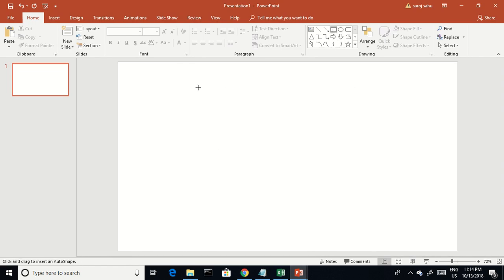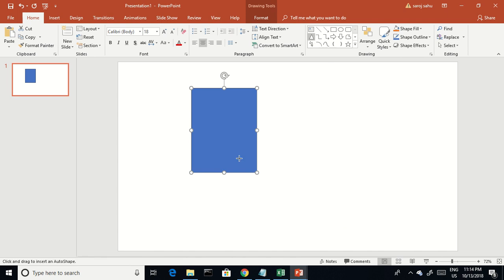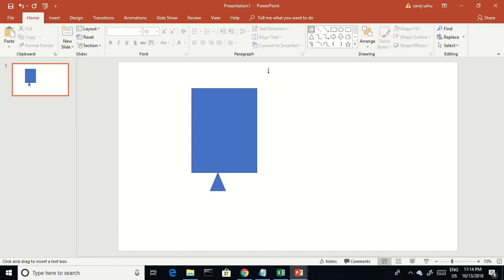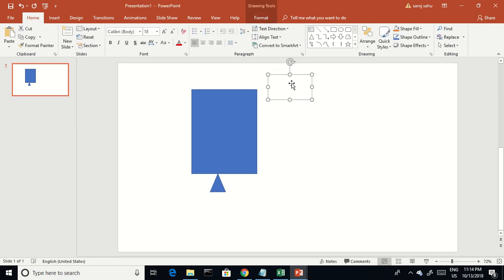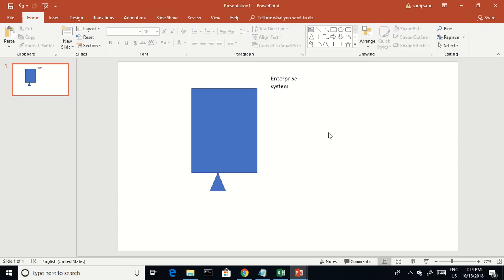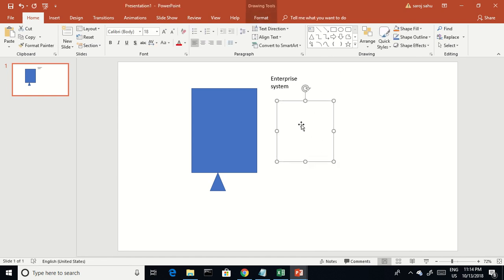So for example, this is my traditional system, an enterprise system. It has some hardware limitations. The computation power depends upon the processor. The second one is RAM. The third one is the capacity of the disk, the storage capacity.